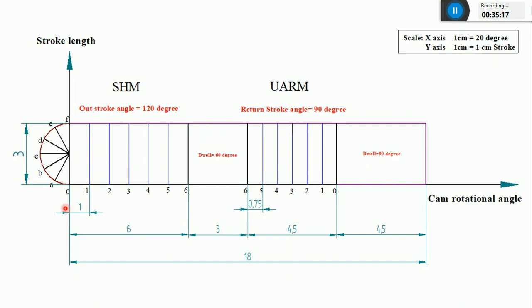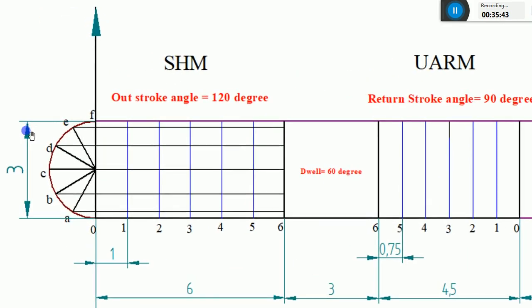The next step is, from each of these alphabets A, B, C, D, E, F, draw the horizontal lines. This is with respect to only the outstroke, because this method is only for the outstroke. So draw the horizontal lines from these alphabets A, B, C, D, E, F. Like this, you get 6 horizontal lines. You can see here, the first line is coming from A, the second from B, then C, D, E, and F.